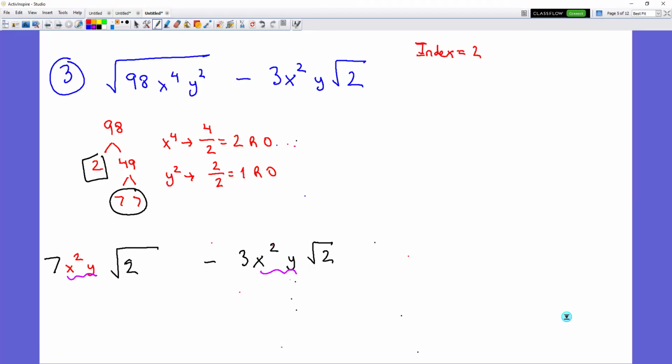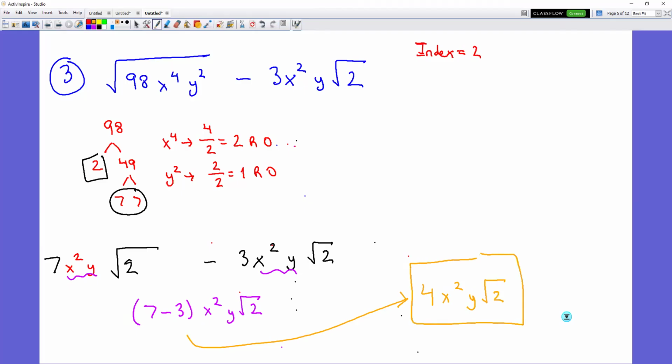So therefore, it's going to look like this. We'll just write it like this: 7 minus 3, and then x squared y square root of 2. Okay, because again, those are like terms. And so if I combine 7 minus 3, then of course that's going to be 4. So therefore it's going to be, I'll write it right here, 4, and then x squared y, and then square root of 2. And then therefore that is our simplified answer for this problem.